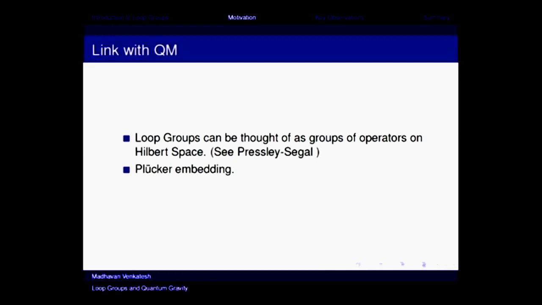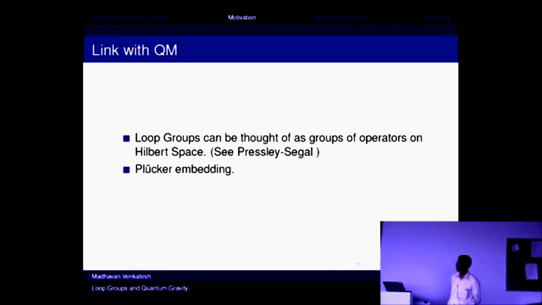Loop groups can be thought of as groups of operators on Hilbert space. This is a nice book, a nice rendition, Pressley and Segal. And another useful property of loop groups, or rather the Grassmannian, is the Plücker embedding. That is a canonical basis. You'll be writing the Grassmannian of the Hilbert space in terms of these Plücker coordinates.